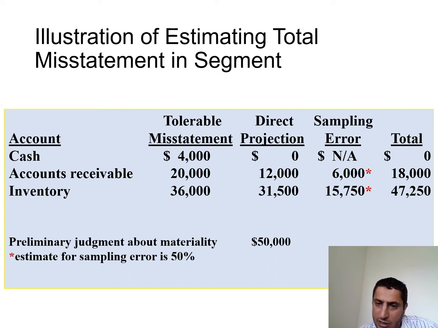Direct projection is step 3, when we accumulate. Then step 4, by accumulating all of this tolerable misstatement for each one of them. For sampling errors, we estimate the sample errors at 50% based on the risk that we are expecting. Then we will divide the 12,000, the direct projection, by the 50%, and we will have the 6,000. Then we will accumulate 6,000 plus 12,000.